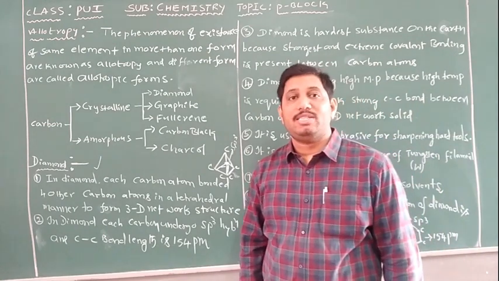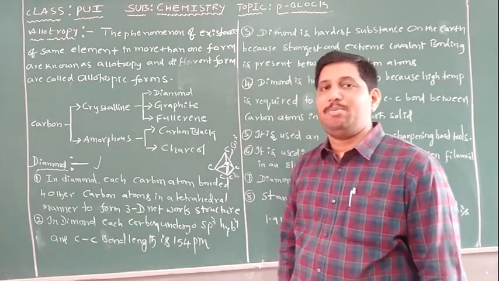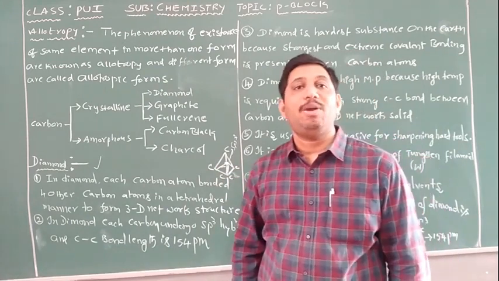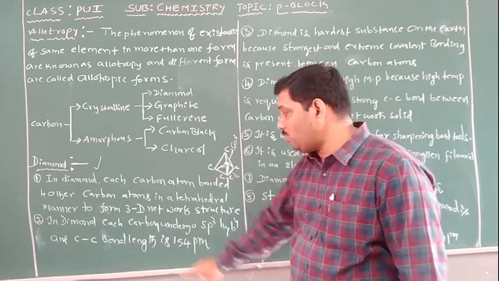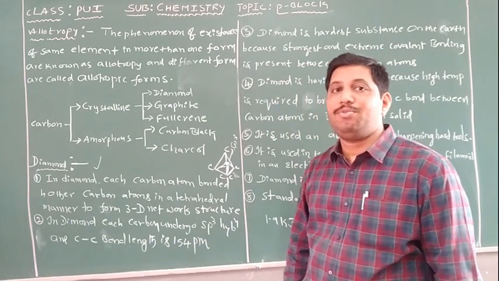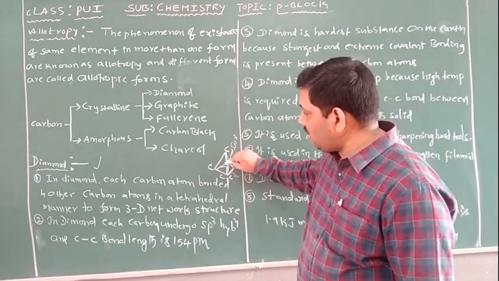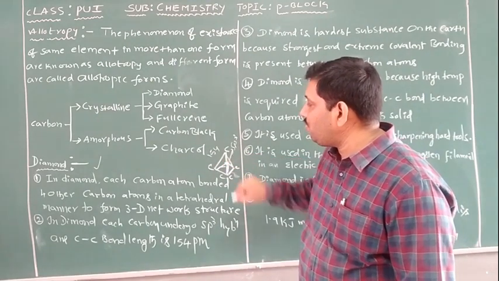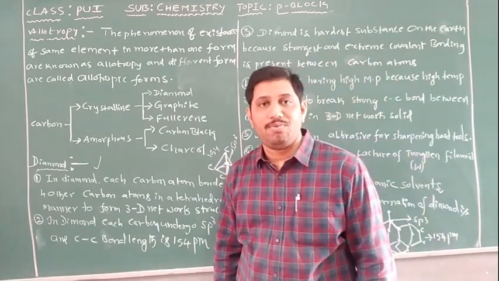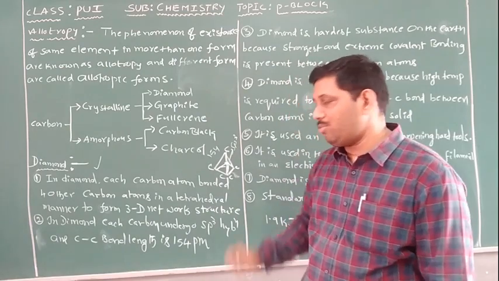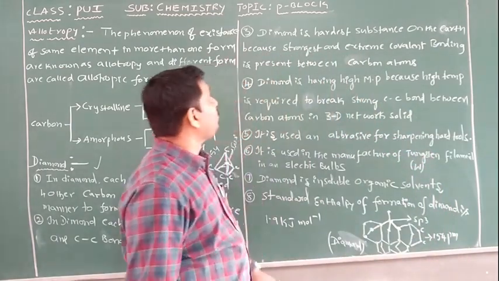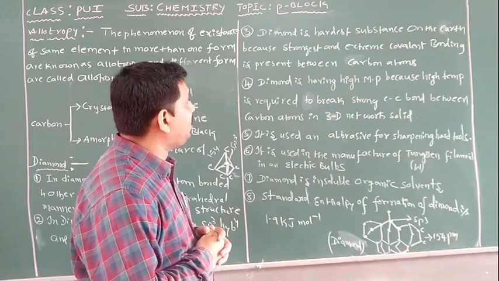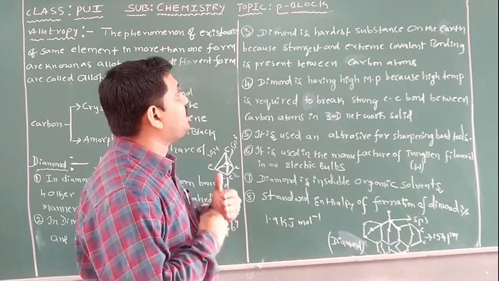What is the hybridization of carbon in diamond? sp3 hybridization, because the carbon atom is surrounded by 4 sigma bonds, and the C-C bond length in diamond is 154 picometer. The carbon-carbon bond length between any 2 carbon atoms, how much, students? That is 154 picometers.